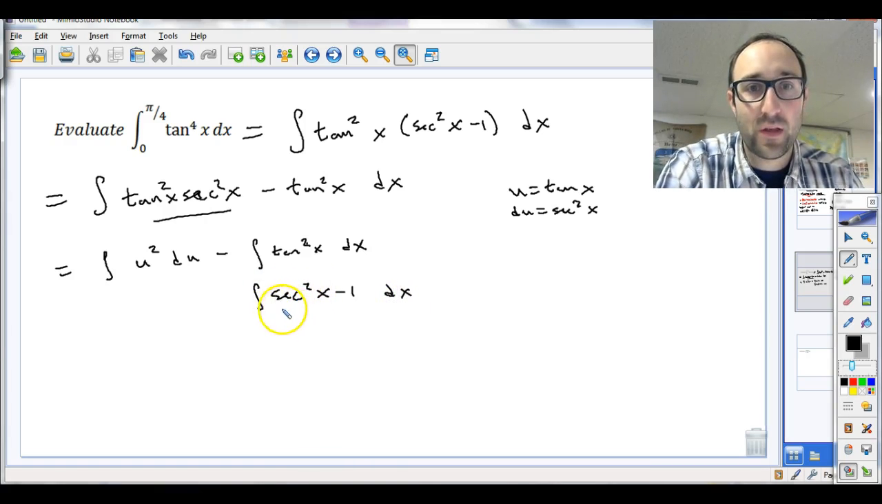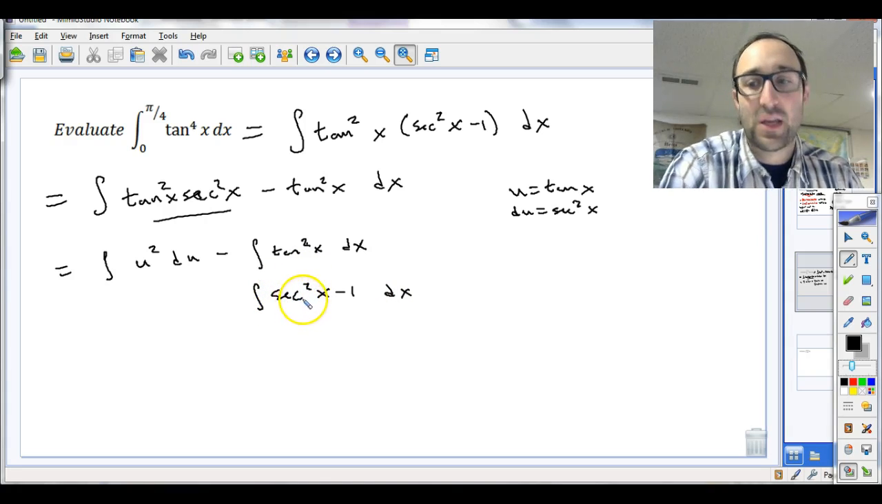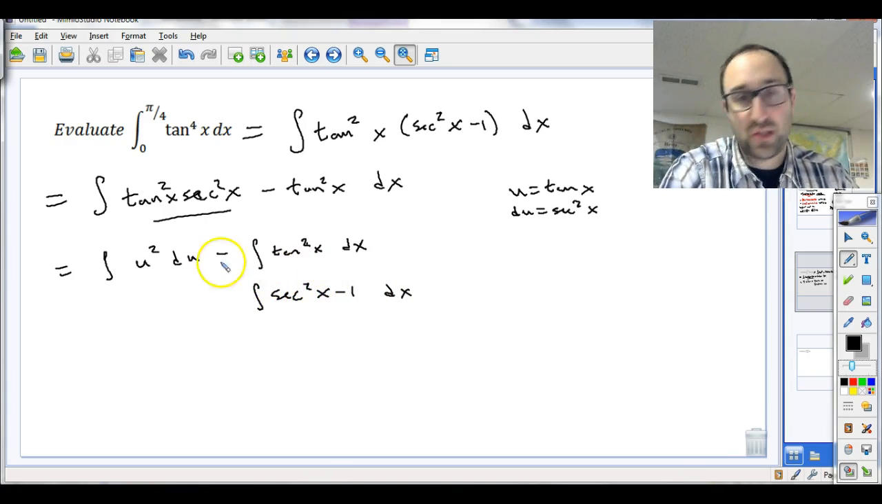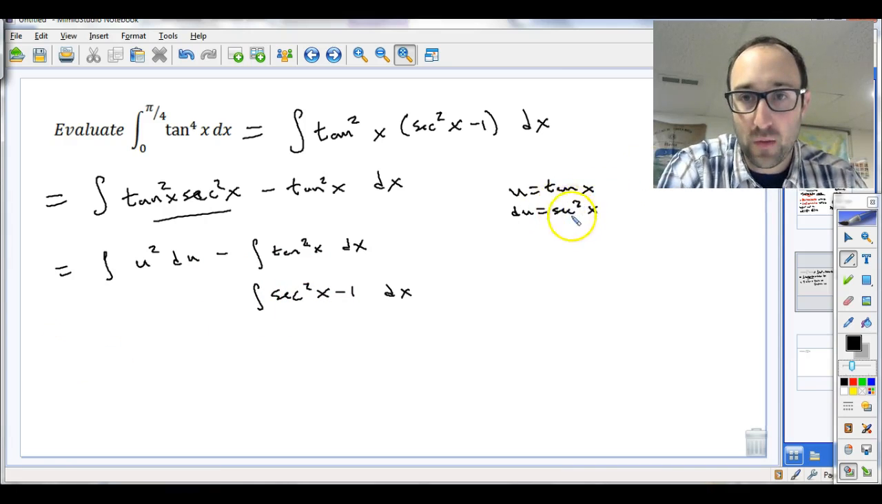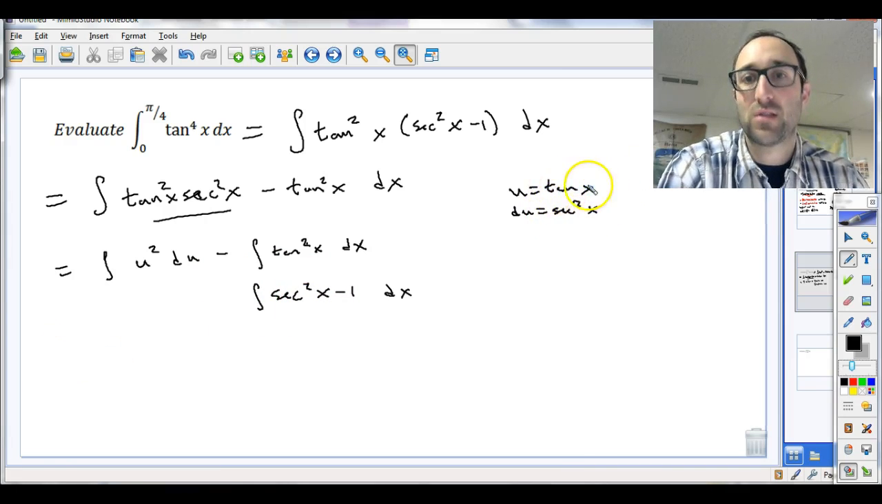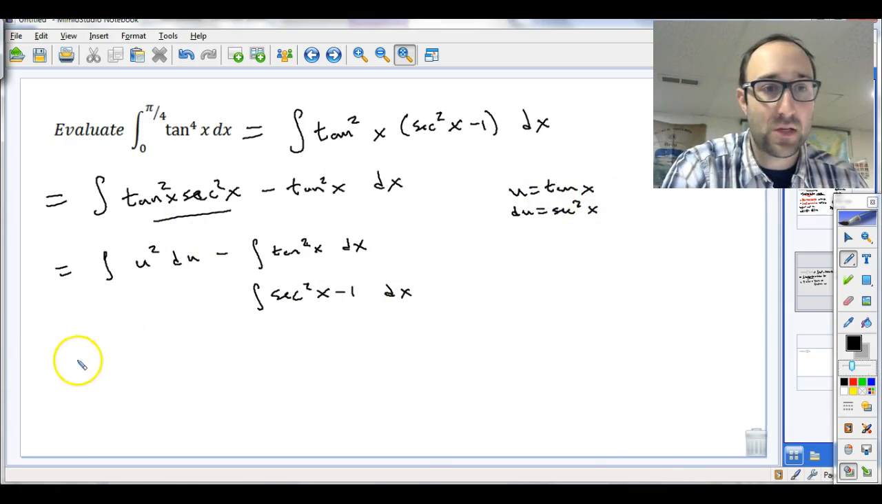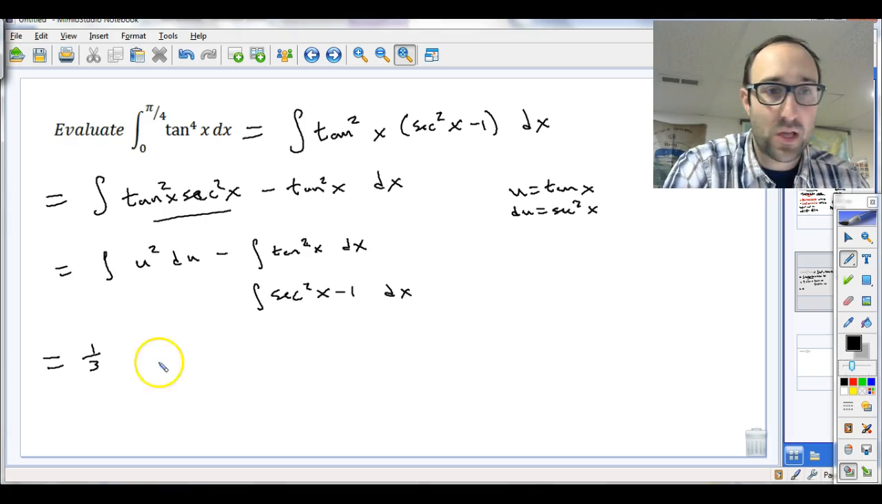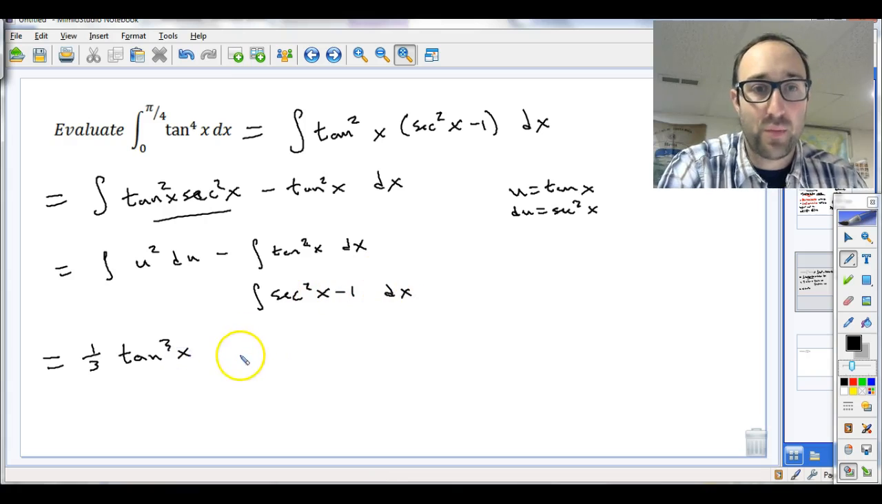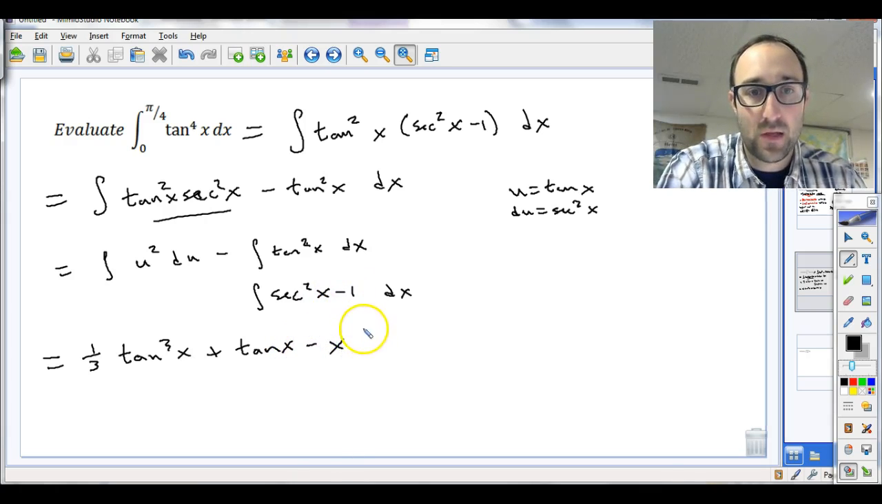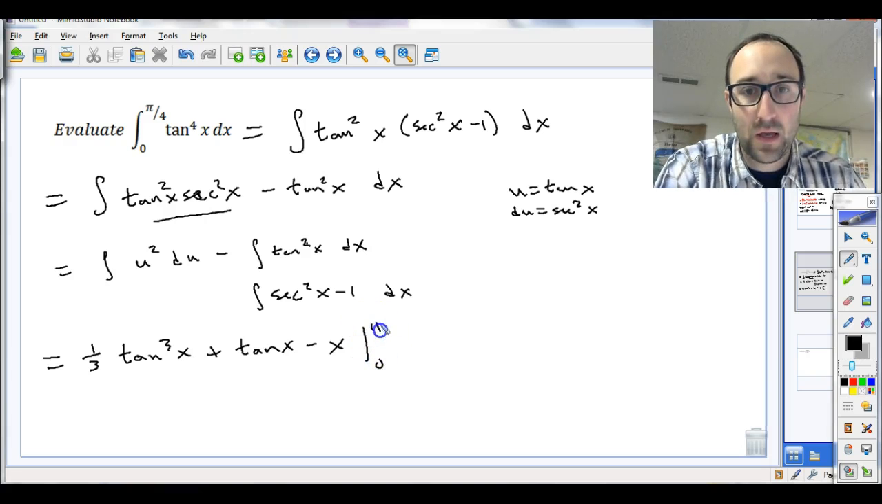Okay, do I know what the integral of secant squared x is? I do know what that is. It's just tangent, because it's going backwards: if I know the derivative of tangent, I know the integral of secant squared. So that makes this quite a bit easier. So I can say this is really 1/3 u cubed, and u is just tangent, so 1/3 of tangent cubed x, plus the integral of secant squared, which is just tangent x, and the integral of minus 1 is just minus x.